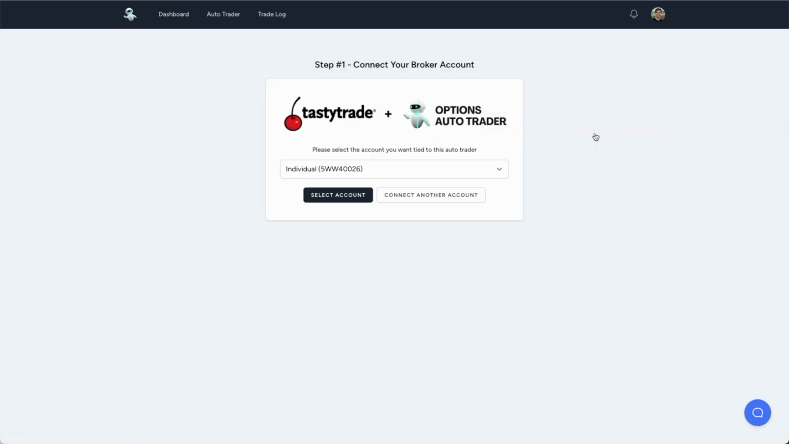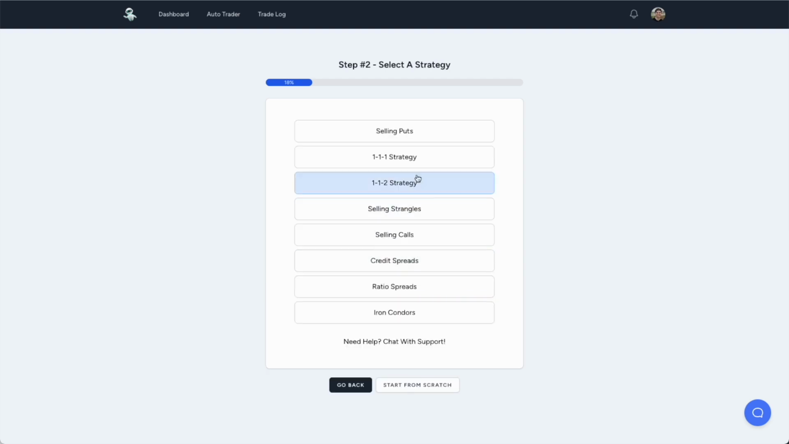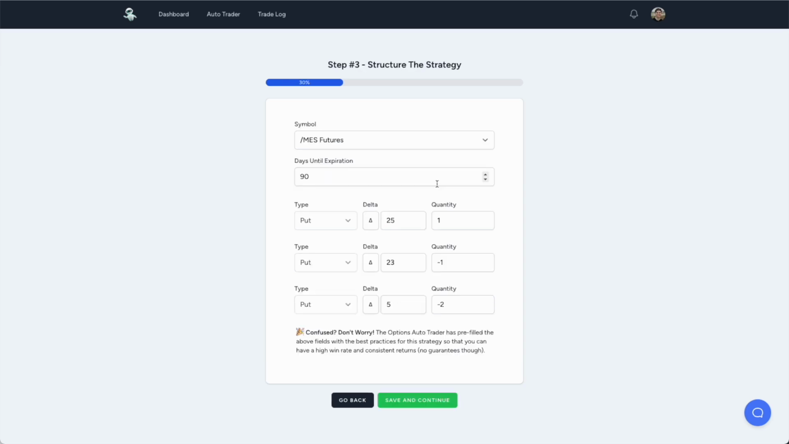So again, I click on create an auto trader. I connect it to my broker. And then again, I can create an auto trader or pick one from scratch. Again, I'm going to create this one from scratch. So again, you can see all the options of what I can pick. But for this, I'm creating a 112 strategy. So that's what I'm going to click on.